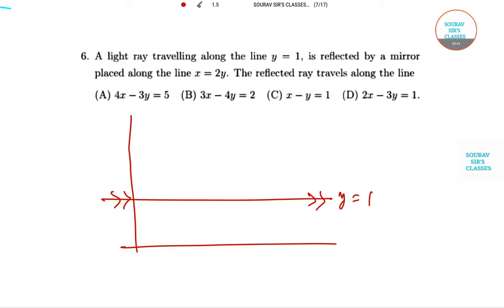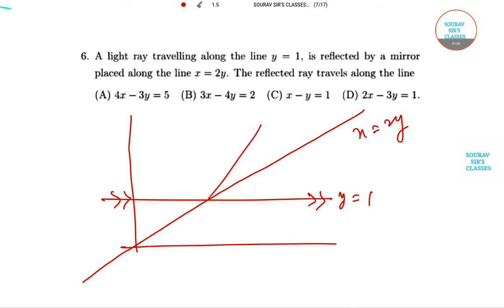So x equal to 2y must be passing through the origin, but it's flatter than the x equal to y line. So this is x equal to 2y and this is the origin, and the reflected ray travels along which line? Obviously the reflected ray will go like this.